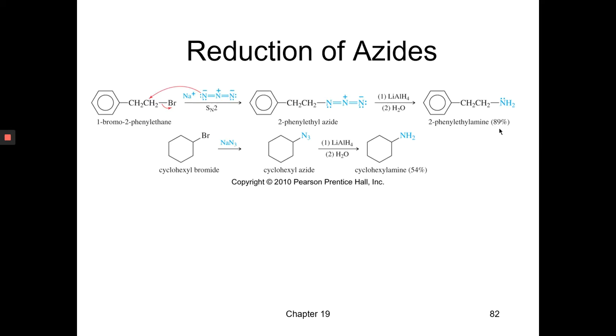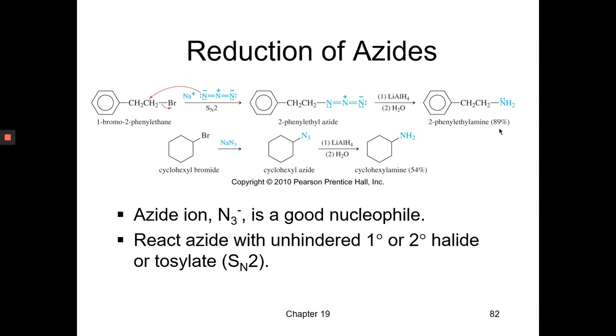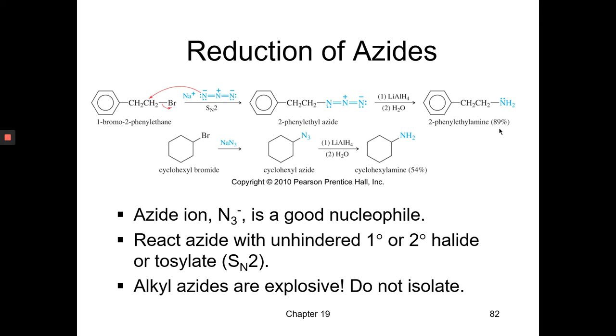Another group we can reduce is the azide group. This will only produce primary amines. We can start with an alkyl halide or tosylate and then react it with sodium azide. And that gives us an alkyl azide. Alkyl azides are explosive, so we don't want to isolate those. We want to reduce it as soon as it's formed.